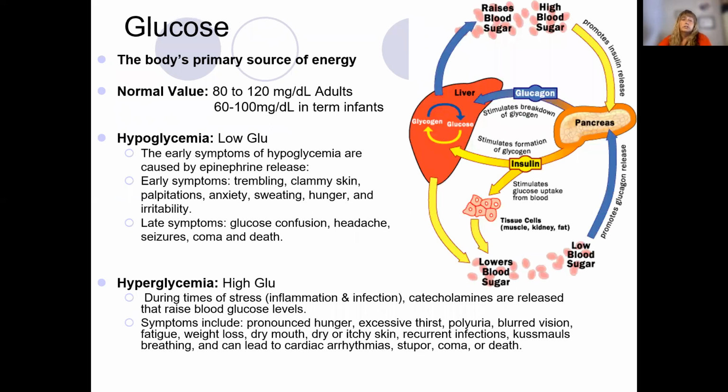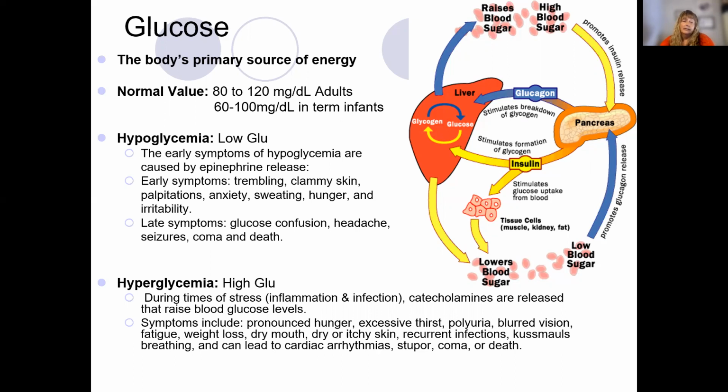So glucose, which is the body's primary source of energy, normal value should be between 80 to 120 in adults and 60 to 100 in term infants. Hypoglycemia is low glucose, and the early symptoms of hypoglycemia can be caused by epinephrine release. So early symptoms you'll see are trembling, clammy skin, palpitations, anxiety, sweating, hunger, and irritability. Late symptoms are usually confusion, headache, seizures, coma, and death.